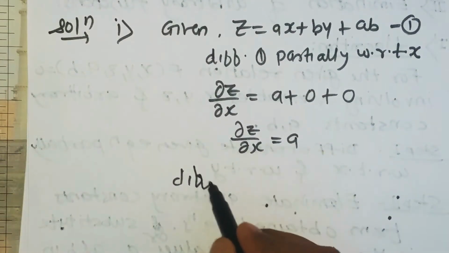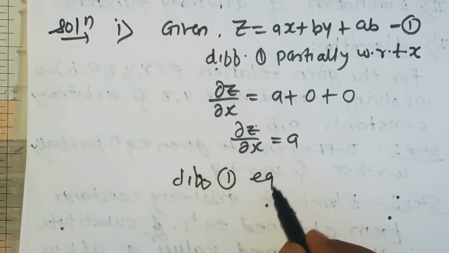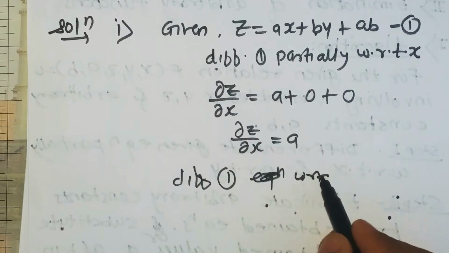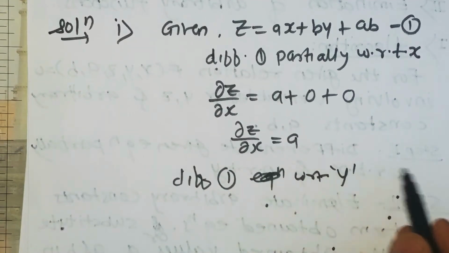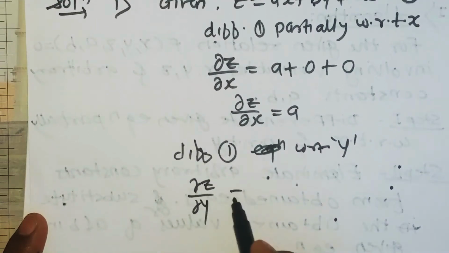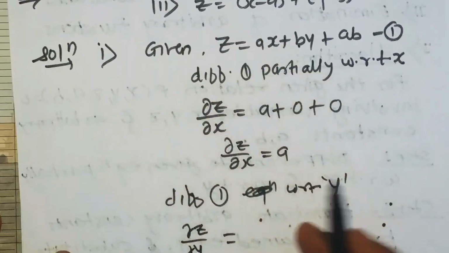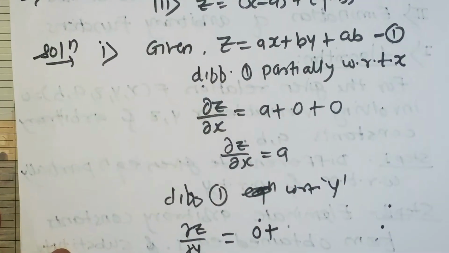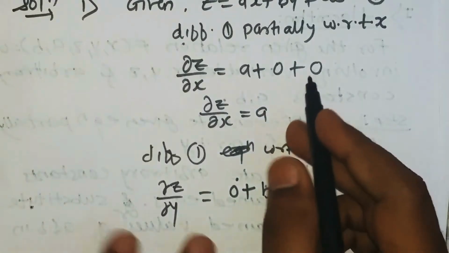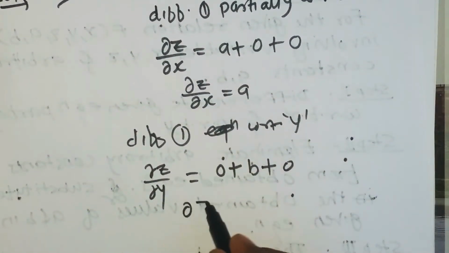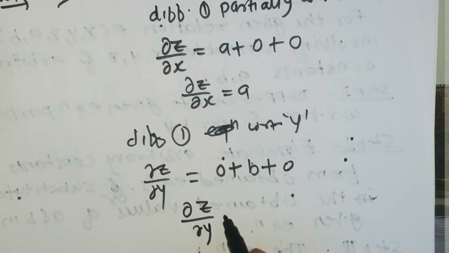Now differentiate equation 1 with respect to the other independent variable y. Okay, so what will we get? Del z by del y. Now with respect to y you differentiate this equation. The first term's derivative will be 0, the derivative of by will be b, and the derivative of the third term ab will also be 0. So from this we'll get the equation del z by del y equal to b.